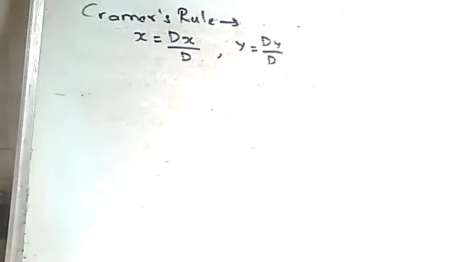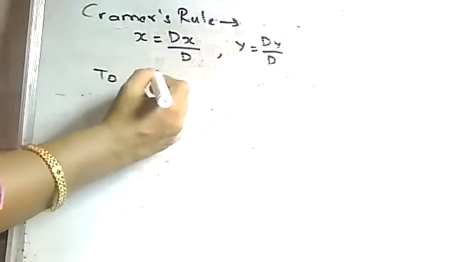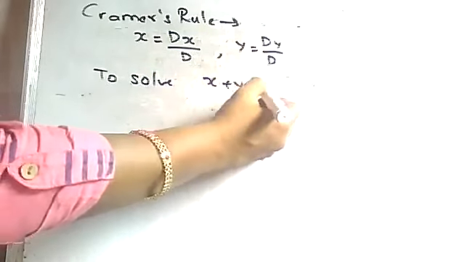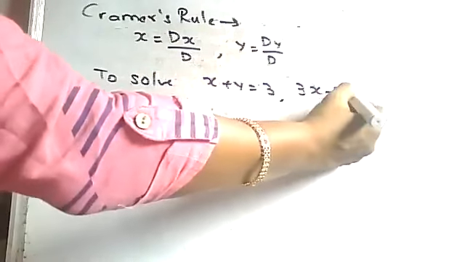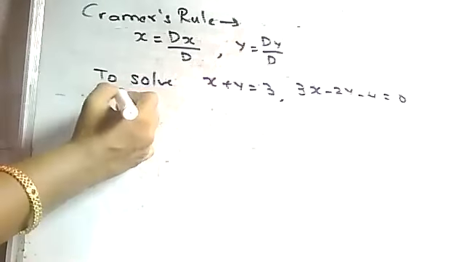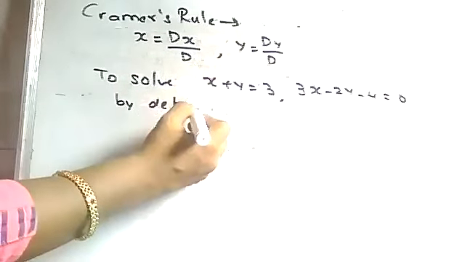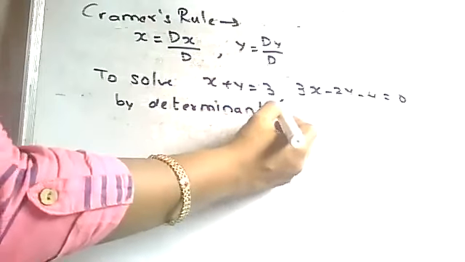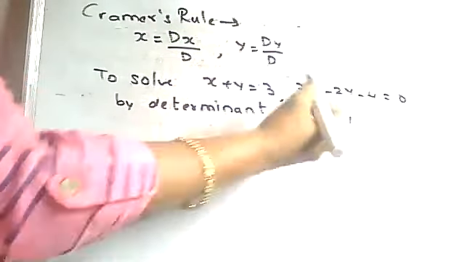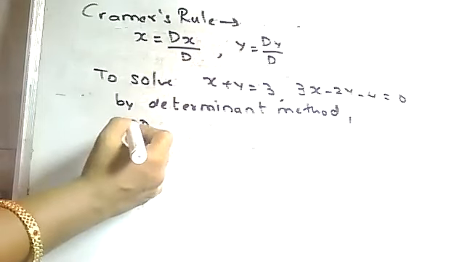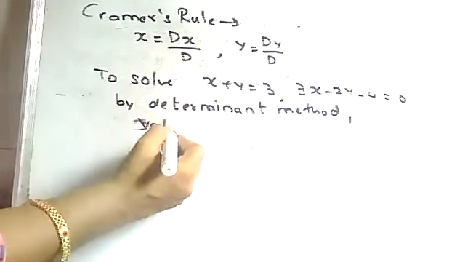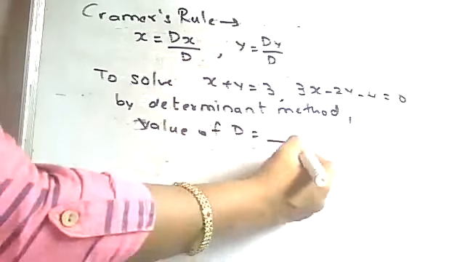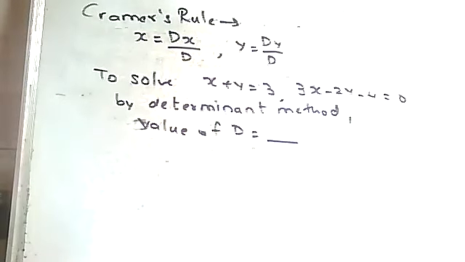Okay, they may ask you to solve x plus y is equal to 3 and 3x minus 2y minus 4 is equal to 0 by determinant method, that is Cramer's rule. The value of d is this. So obviously you should know the method. That's why I'm repeating.